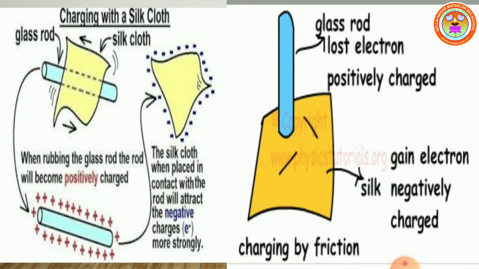So, charging with a silk cloth: when rubbing the glass rod, the rod will become positively charged. The silk cloth, when placed in contact with the rod, will attract the negative charges, the symbol is e minus, more strongly. So the glass rod lost electrons and becomes positively charged. Silk cloth gained electrons and is negatively charged. So this is the example of transfer by friction.